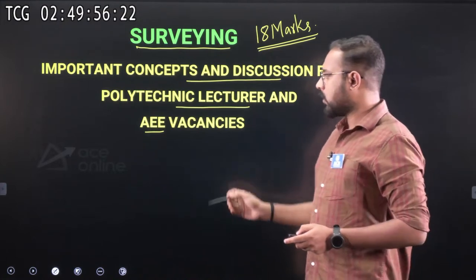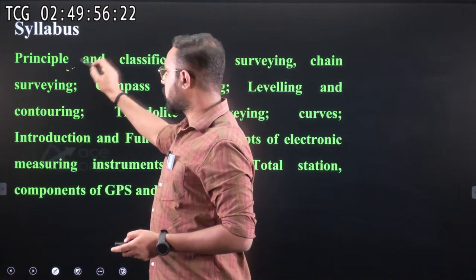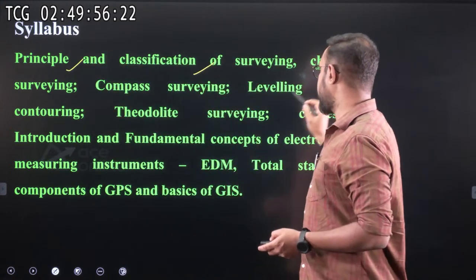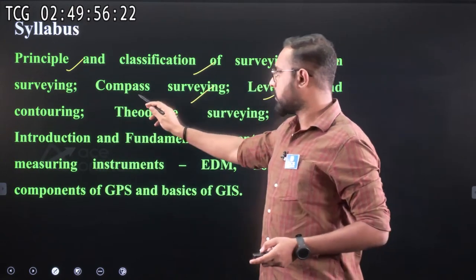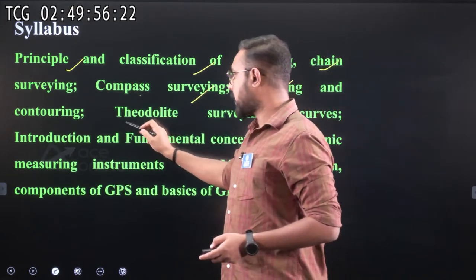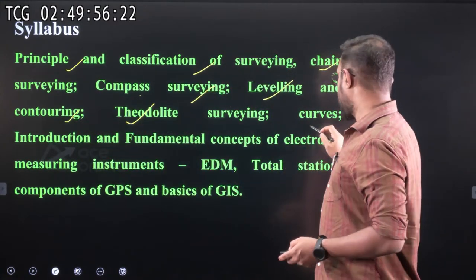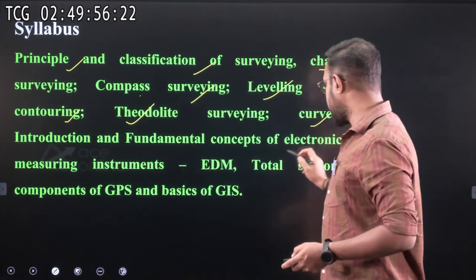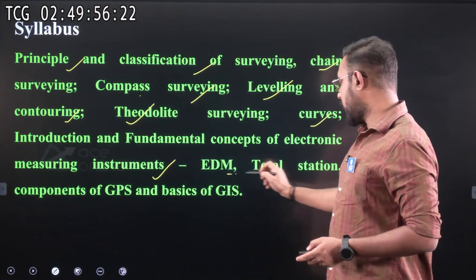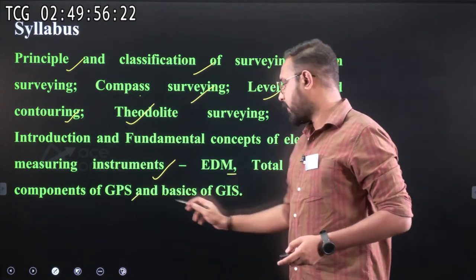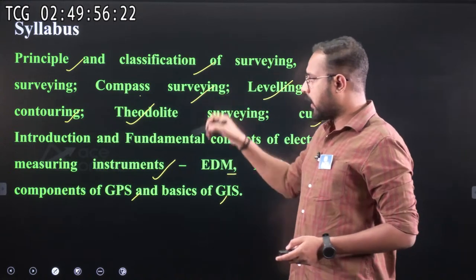This is the syllabus of our examination. Basic principles of surveying, classification of surveying, followed by chain surveying, compass surveying, and levelling. These give horizontal distance, horizontal angle, and vertical distance, and the theodolite will give you the vertical angles, followed by contouring, curves, introduction and fundamental concepts of electronic distance measurement, followed by EDM, total station, and GPS and GIS. These are the major topics that we can have. So that is the syllabus.